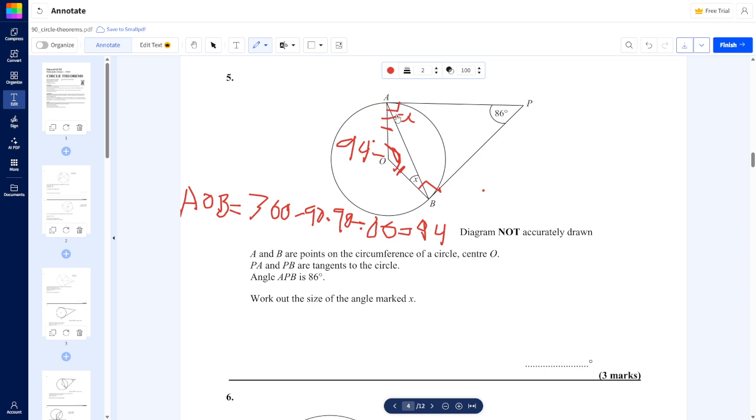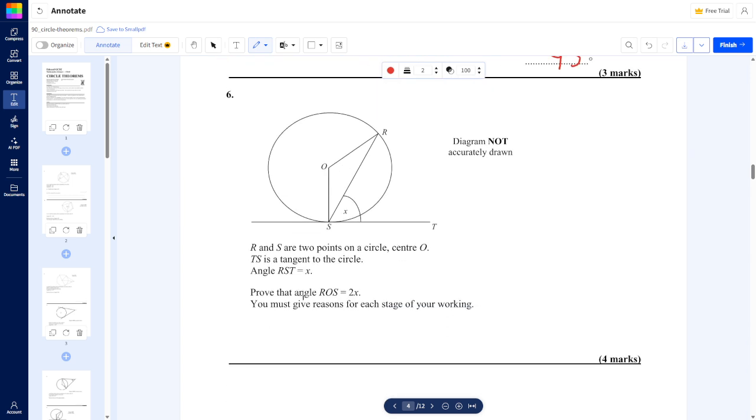Which means x plus x plus 94, all of them together, is going to equal 180 degrees, or 180 equals 94 plus 2x. Then we subtract 94 from both sides to get 86 equals 2x, and we divide both sides by 2 to get 43 equals x. So that means x is 43 degrees.